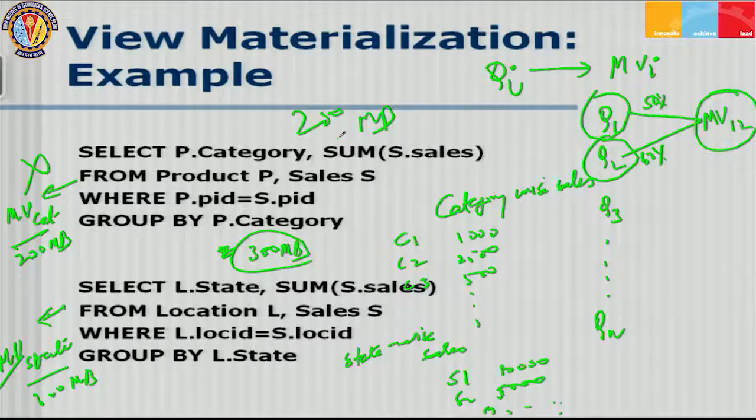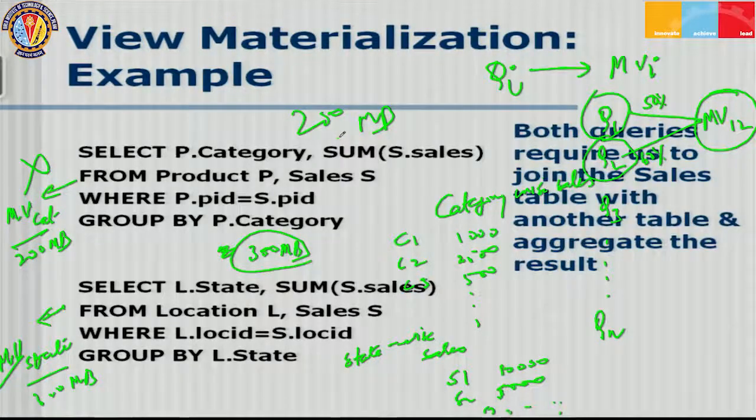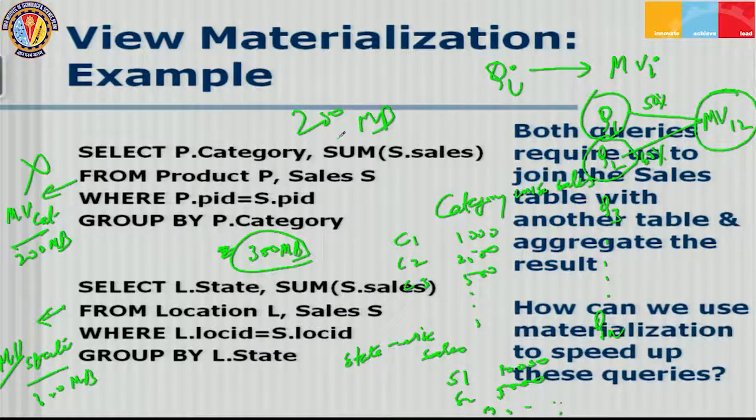So let us see now. Both queries require us to join the sales table with another table and aggregate the result. In the first query, I'm joining the sales table with the product table, and in the second query, I'm joining the sales table with the location table. And then I'm doing some aggregation with respect to category in the first query and state in the second query. How can we use materialization to speed up these queries? Let us look at the options.